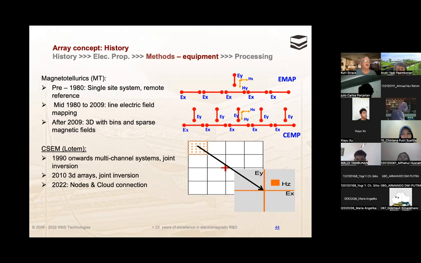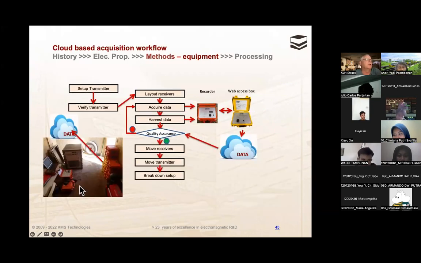After 2009, people started acquiring us in bins. For LOTEM, by 1990, multi-channel systems existed. In 2010, 3D arrays existed and joint inversion. And in 2022, we have back nodes again and cloud connection to get more data.